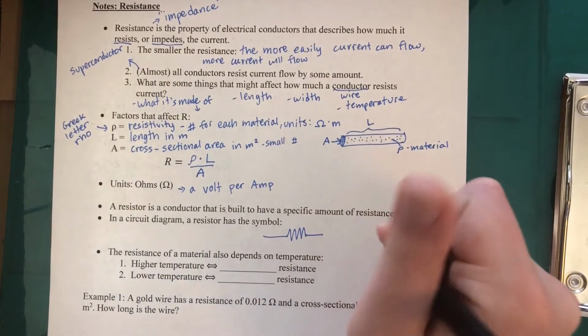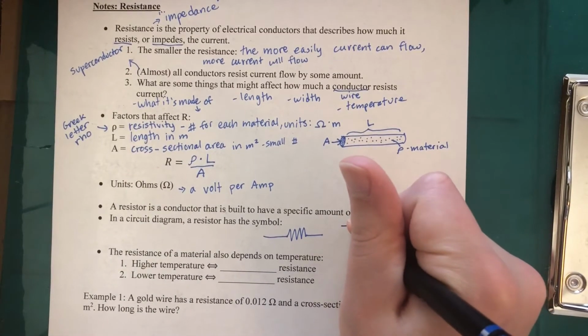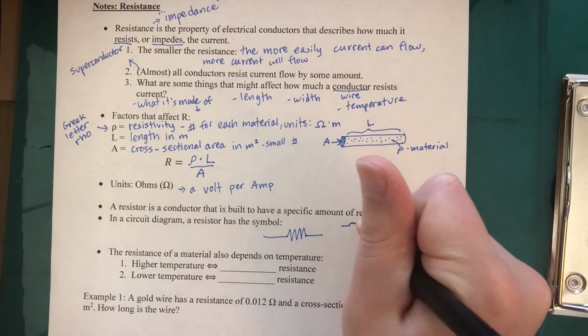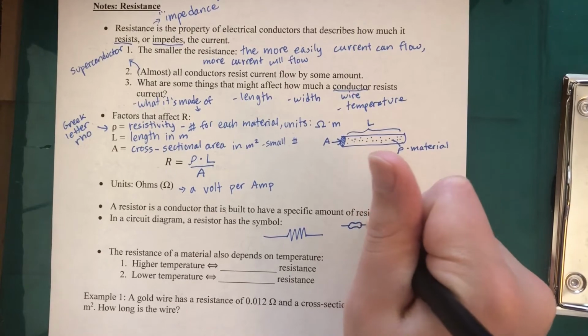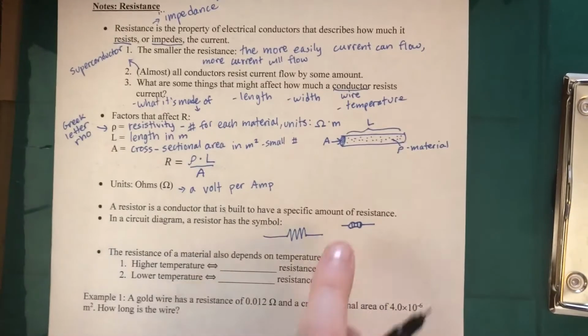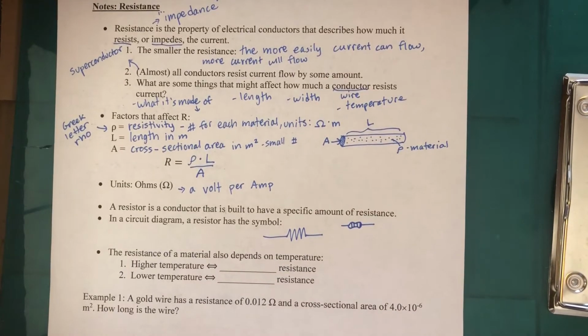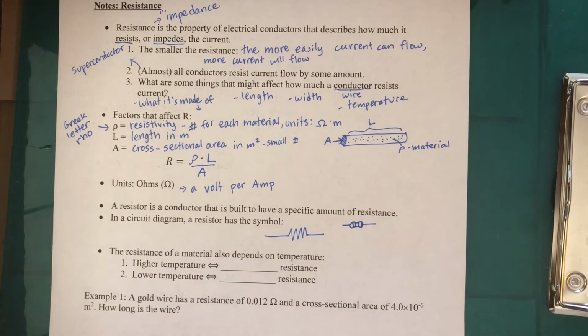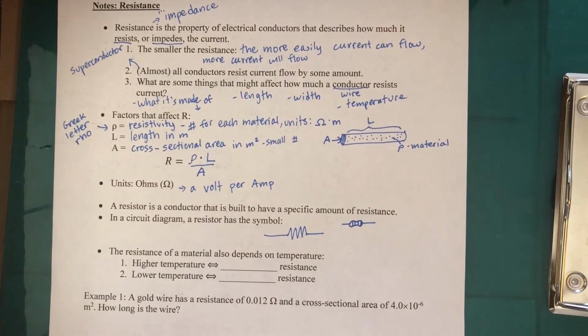The actual object is really small and it looks like this little kind of peanut shaped thing. And it will have colored stripes on it, and the colors of the stripes are a code that tells you how much resistance it has. So when we get into circuits, we'll explore that a little bit more.